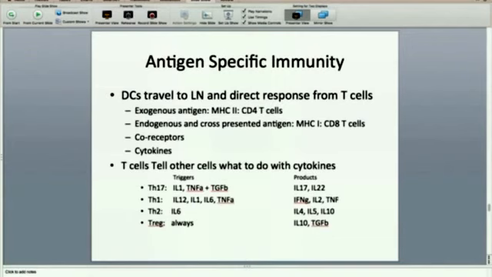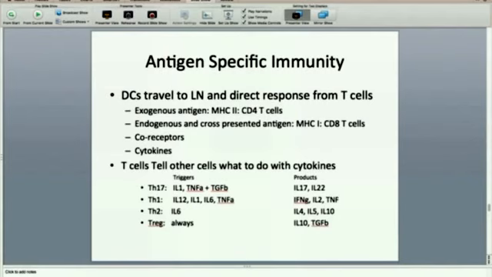The T cells then are activated with this signal to the T cell receptor, then co-receptors have to interact, and then cytokines direct the T cell as to what response to turn on. The T cells then tell other cells what to do with cytokines. And so here is a list of the triggers and the cytokines that the dendritic cell will make to turn on specific responses, and then the cytokine products of those key responses. And look this over on your own because this turns out to be important.